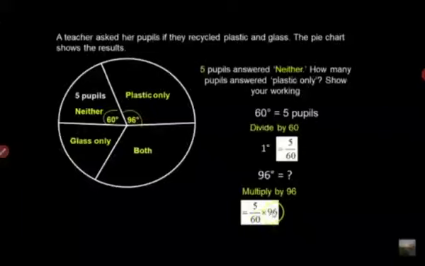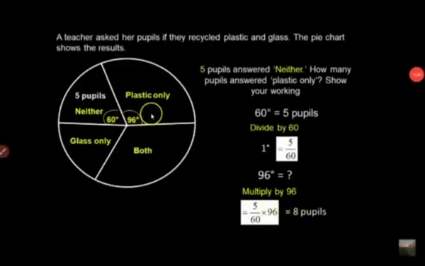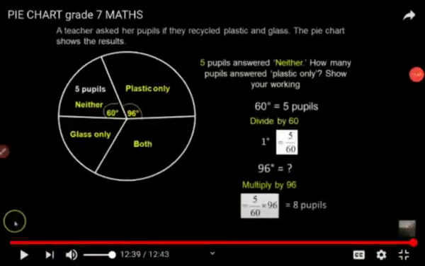This is a calculation you are supposed to calculate. We can simplify 5 over 60. 5 over 60 will give you 1 over 12. And then 96 divided by 12 will give you 8. So 96 degrees represents 8 pupils. So that's the end of this method.